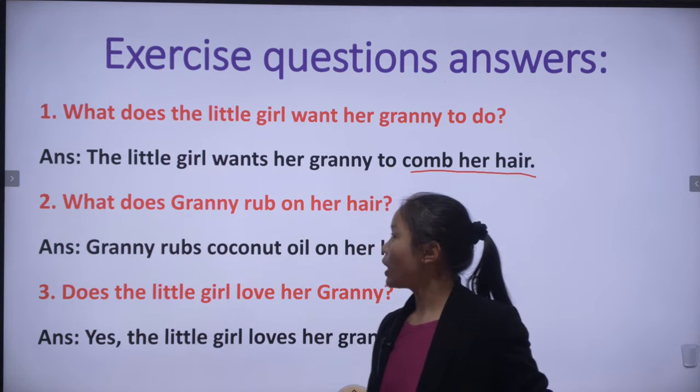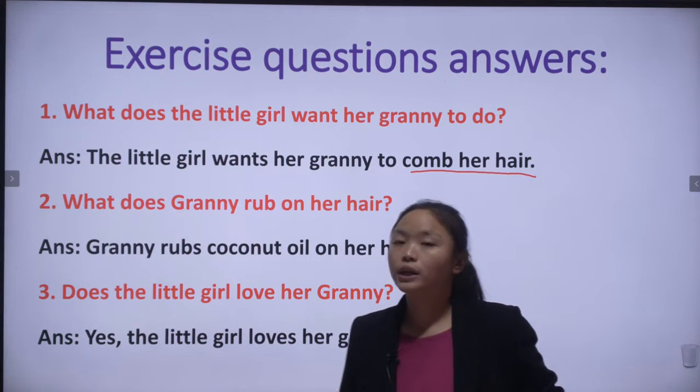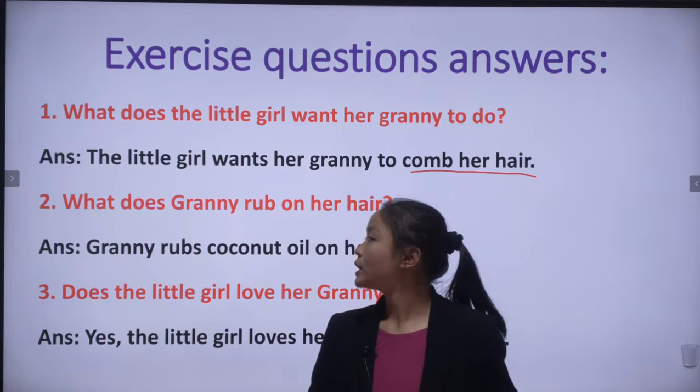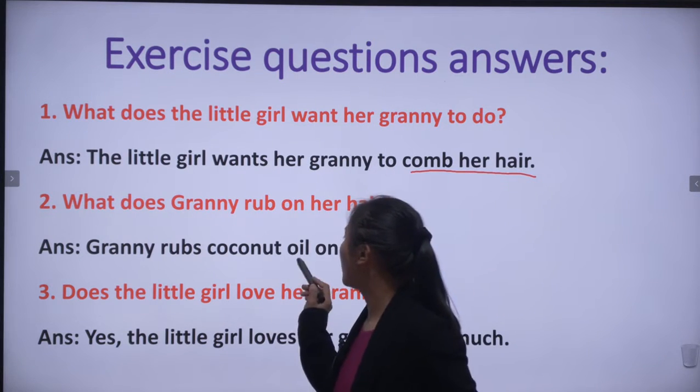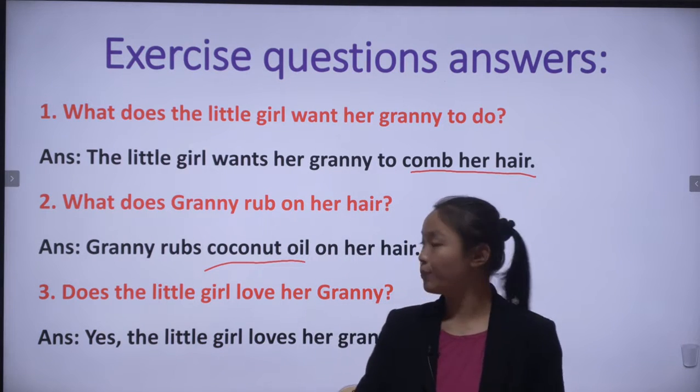Number 2 question. What does granny rub on her hair? तो ग्रैनी उसके हेयर पे क्या लगाती थी? Granny rubs coconut oil, है ना? ग्रैनी क्या लगाती थी? Coconut oil on her hair.